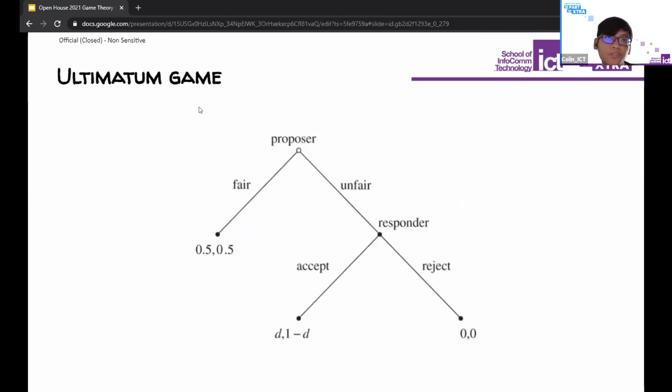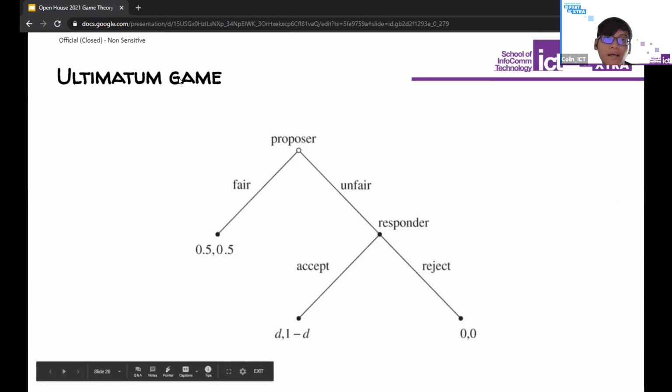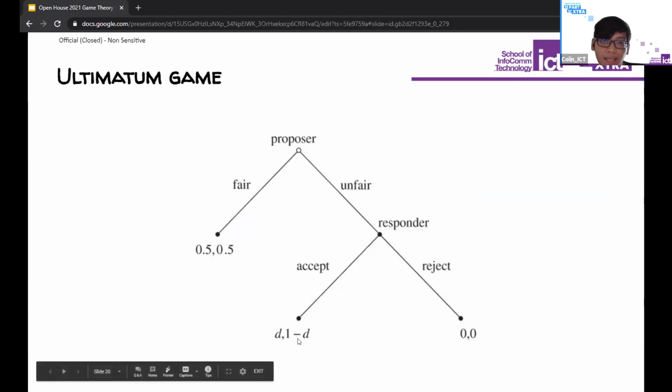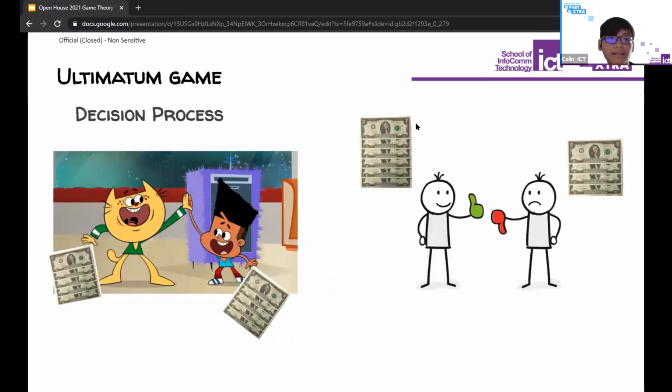Okay, I'll jump straight to the diagram that explains how this works, assuming that the proposer is player A and the responder is player B. The proposer could make a fair cut, like 50-50, so $10 each. However, if it's unfair, the responder can either accept the unequal amount, depending on how much they give, or reject, so they'll get none. This briefly sums up the model for this game. And right now, I'll talk about the decision process.